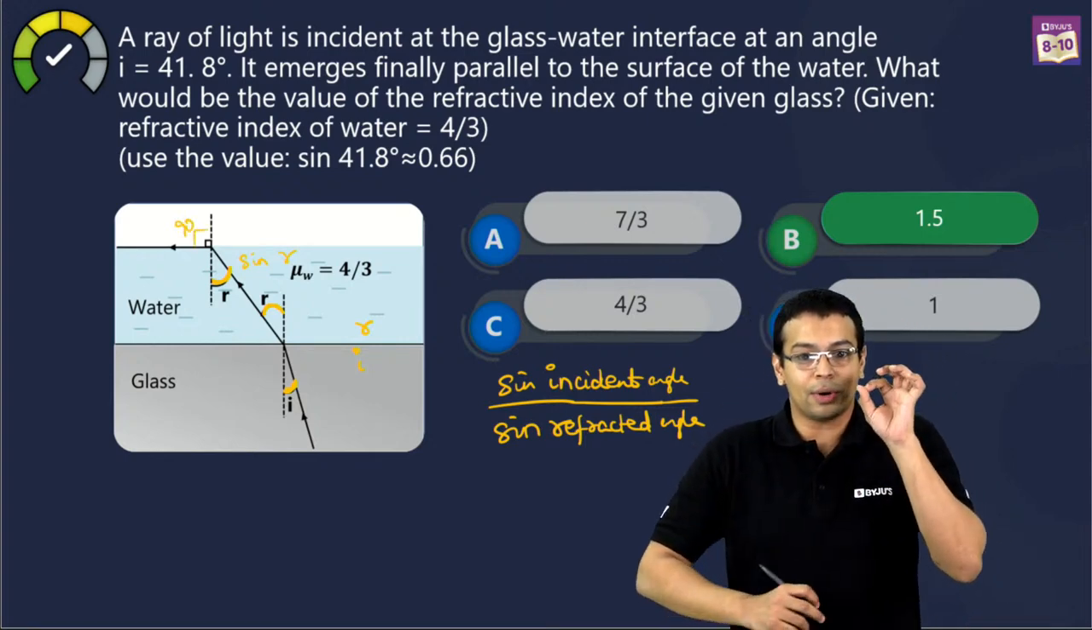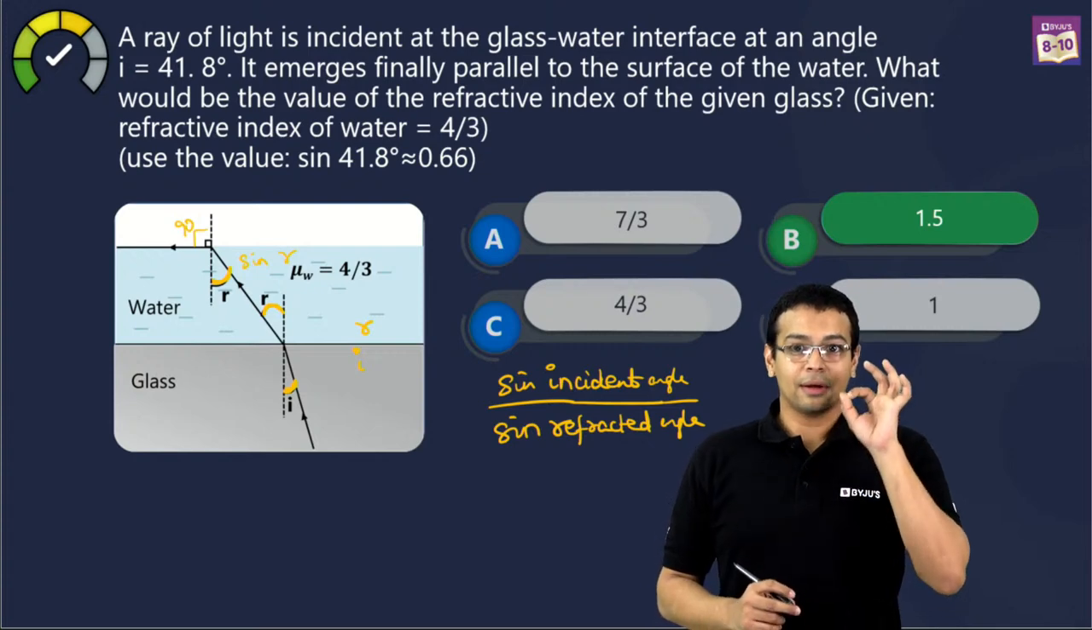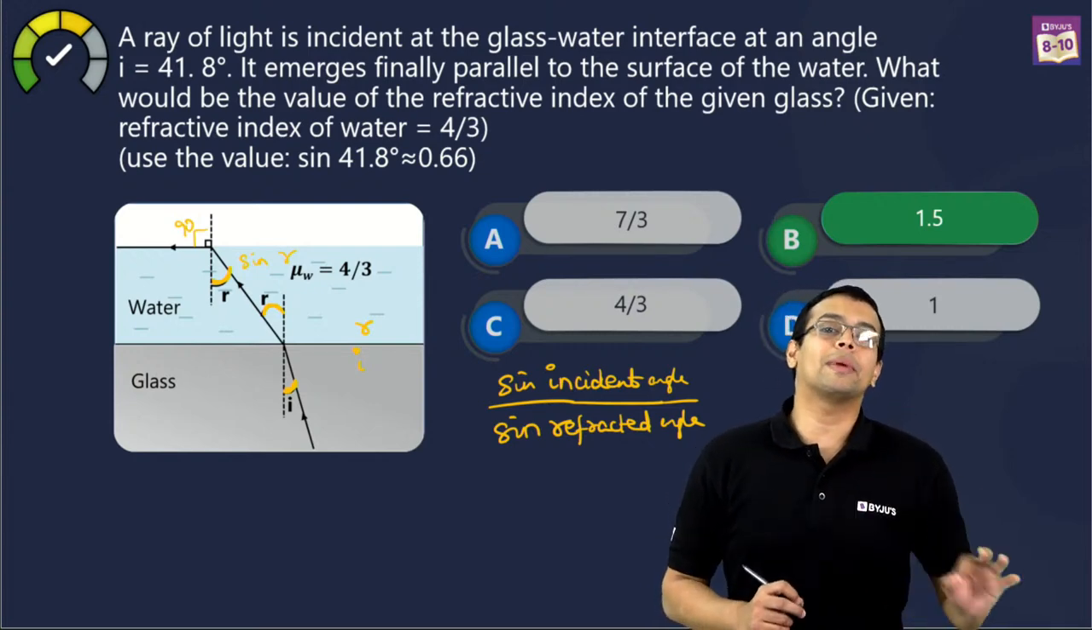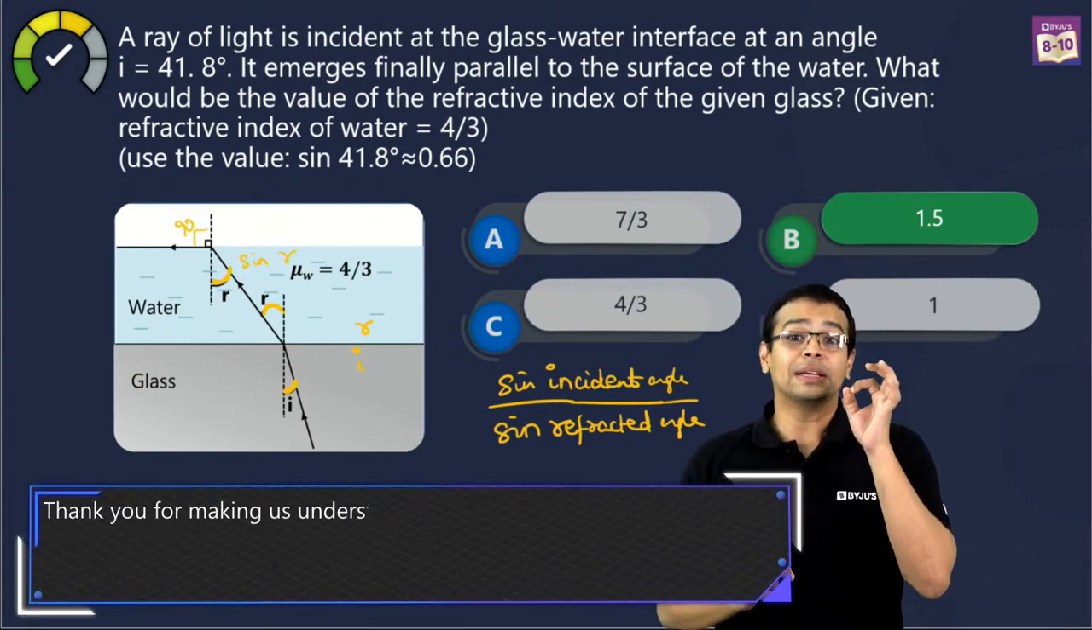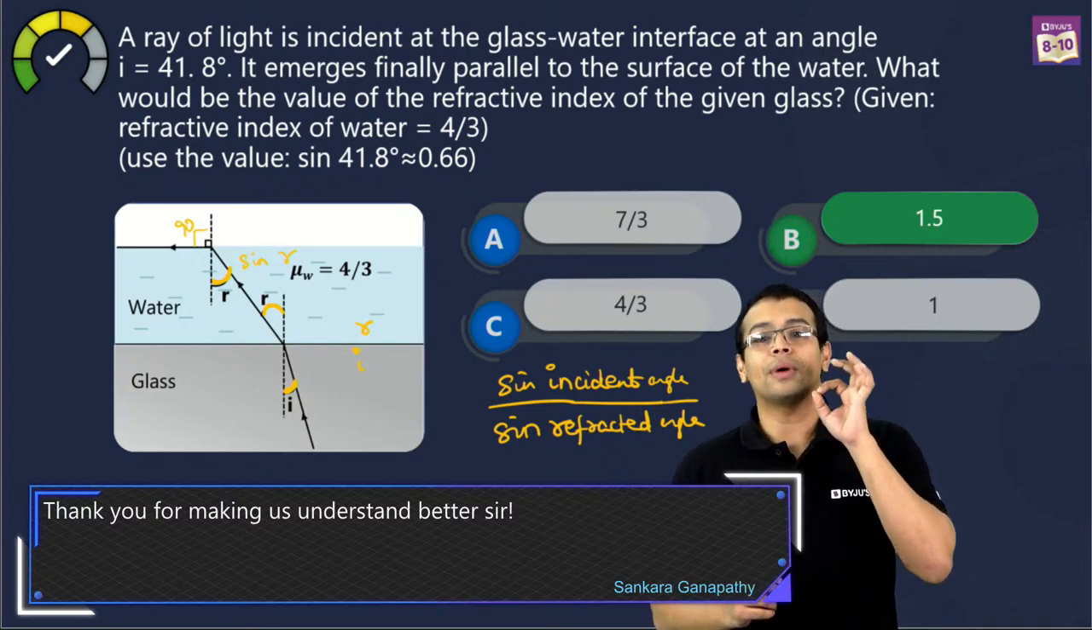It's really important that you understand that Snell's law is not just sine I by sine R. I basically refers to angle of incidence. R refers to angle of refraction.